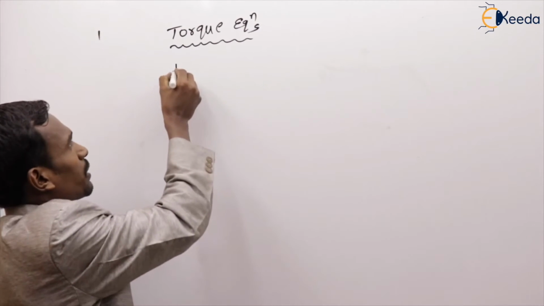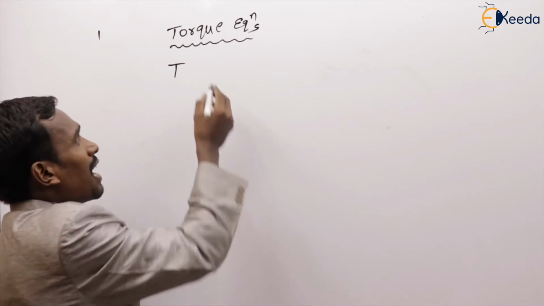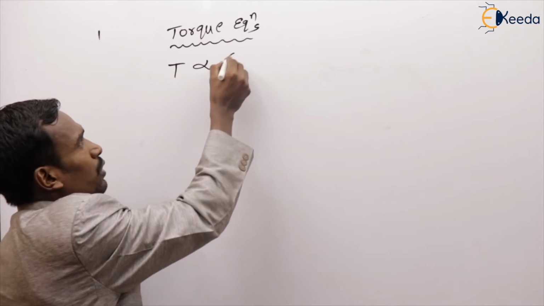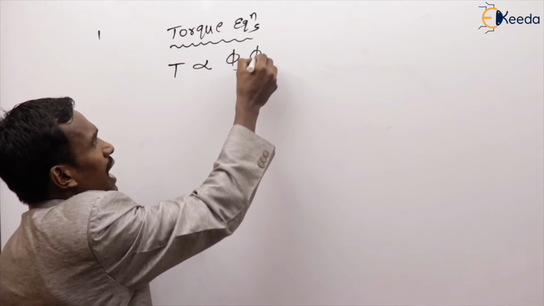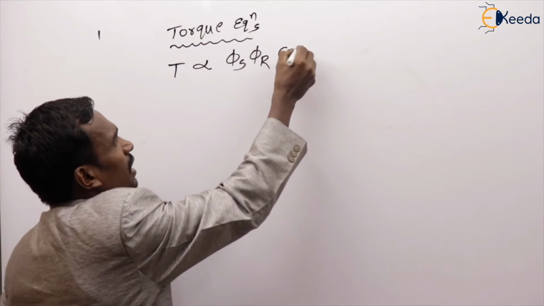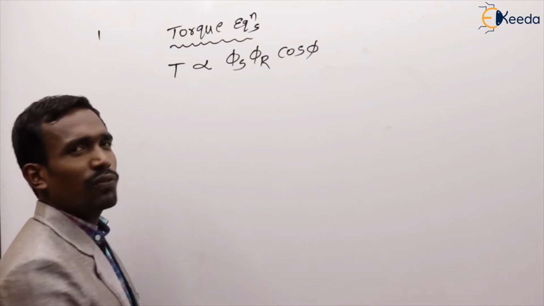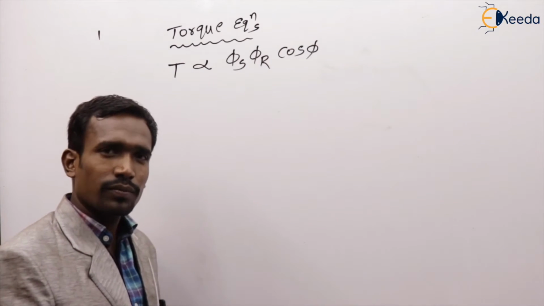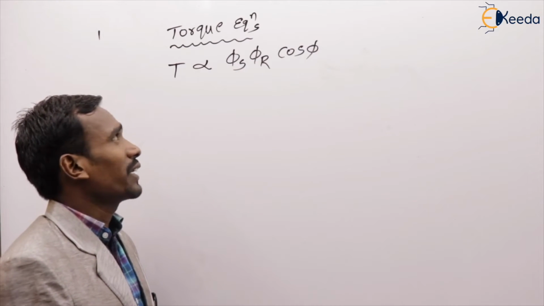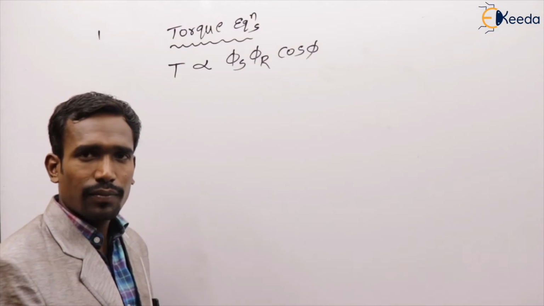Generally, in our induction machine, torque is directly proportional to the stator flux and the rotor flux and cos phi. This is the formula, very important. Stator flux and rotor flux and cos phi.